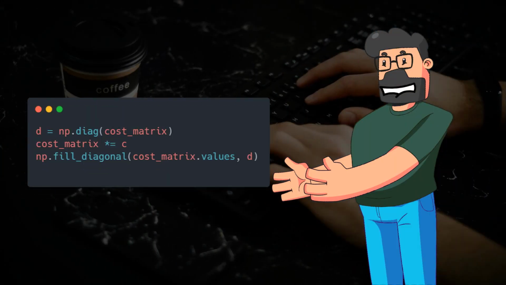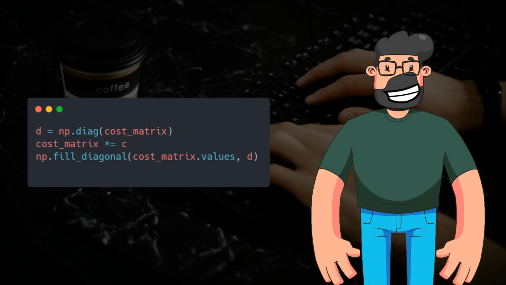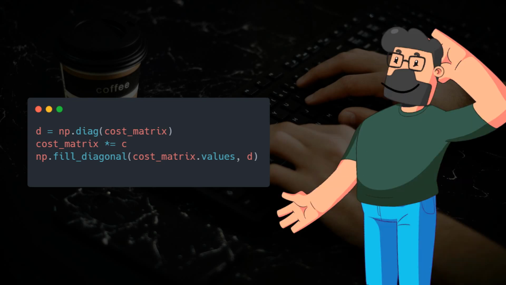Another approach to achieving the same result involves storing the diagonal elements, multiplying all values by c, and then restoring the diagonal elements. This method ensures that the matrix retains its original diagonal elements while updating the off-diagonal ones accordingly.